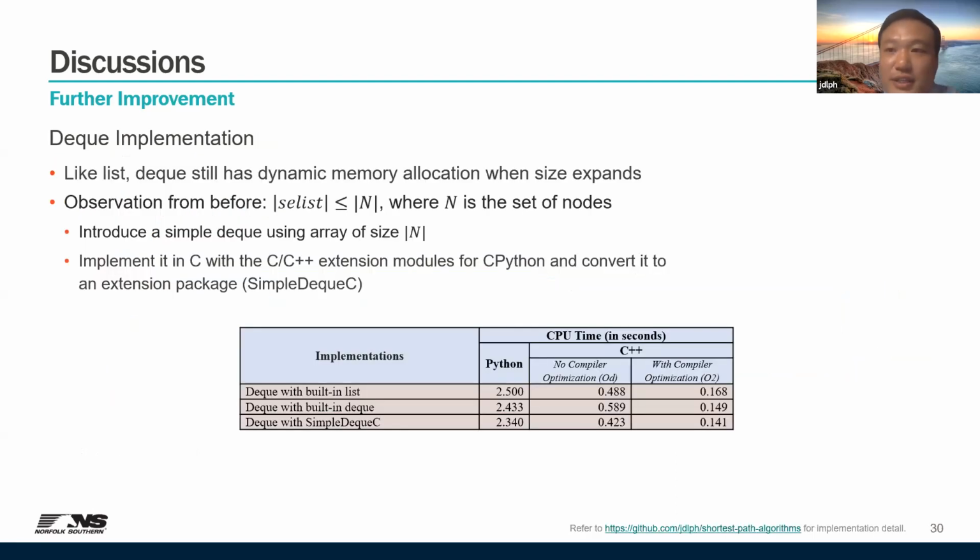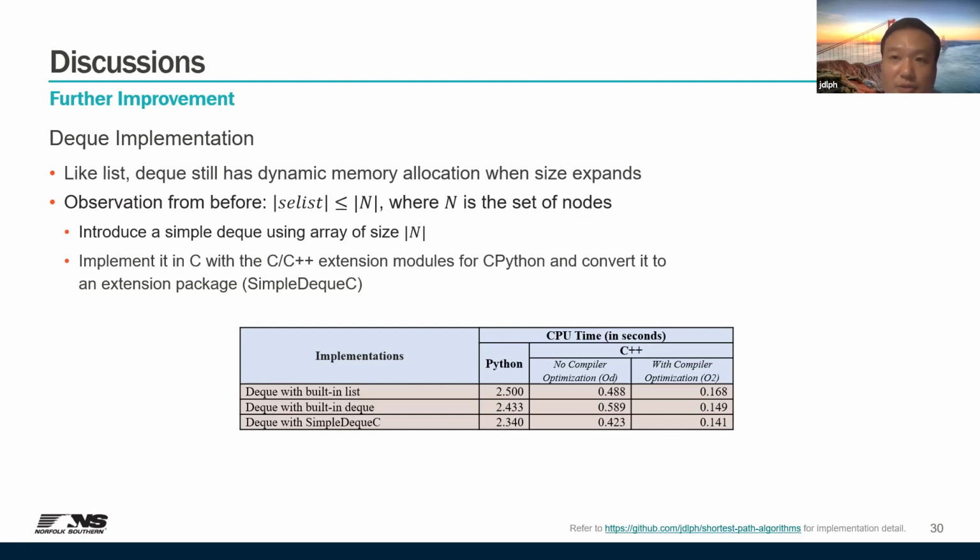Another one is for the DAC implementation. The DAC from the collections library is by design efficient, but it still has dynamic memory allocations when the size expands. Those dynamic memory allocations will trigger some extra cost, and those costs will be added to our overall running time. So we want to avoid them.